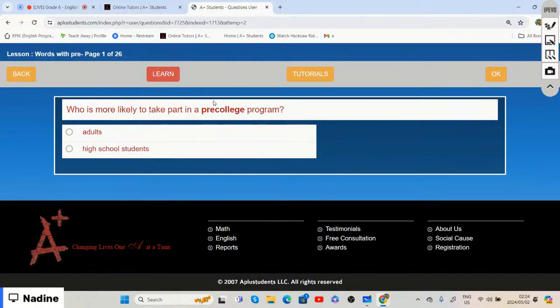And if we take part in a pre-college program, we would say people who take part in a pre-college program would be high school students, right? Because they are about to leave school. So before they enter the world of college and universities, they do a pre-college program in order to see which modules and things they want to do. It's like an orientation.